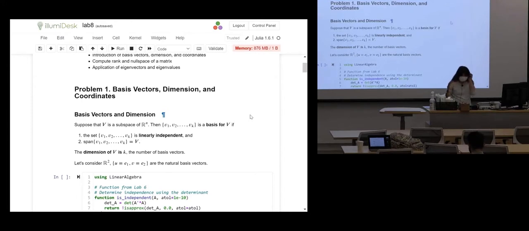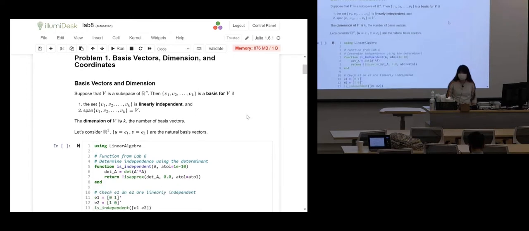The definition is, suppose that V is a subspace of the n-dimensional real space. So the basis for V will be a set of k vectors if two conditions are met. The first one is the set of those k vectors is linearly independent. And the second one is the span of this set of vectors is the whole subspace.